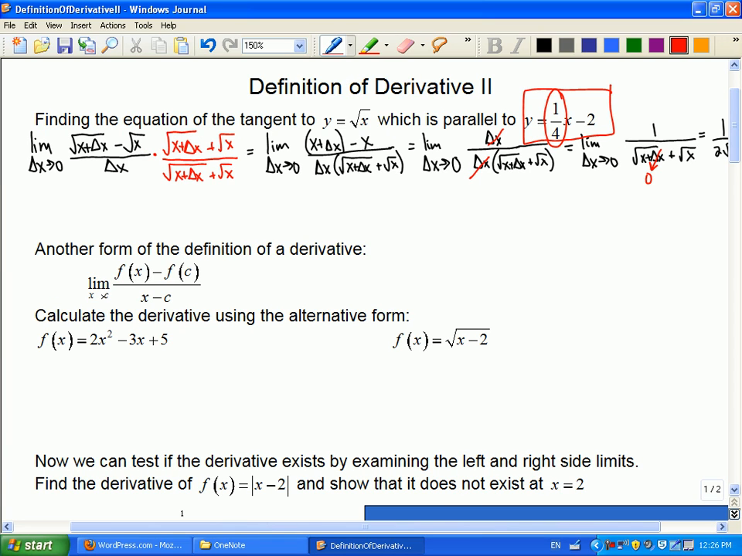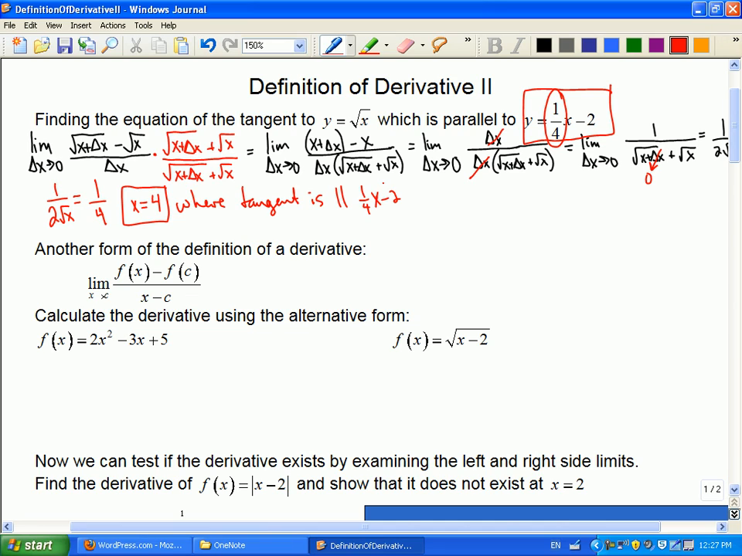So that means I want 1 over 2 root x to be the same as that line, which is 1/4. Now we could go and solve this in a complicated way, but can you tell me just by looking at it? Yeah, because once I square root it, I get 2, then it'll be 2 times 2 on the bottom is 4. So x equals 4, that's where the tangent line is parallel to 1/4 x minus 2.